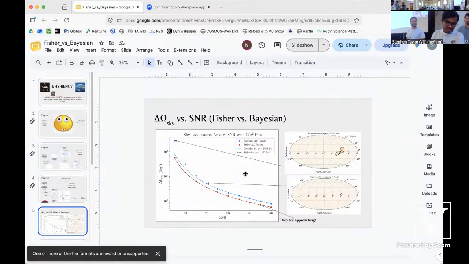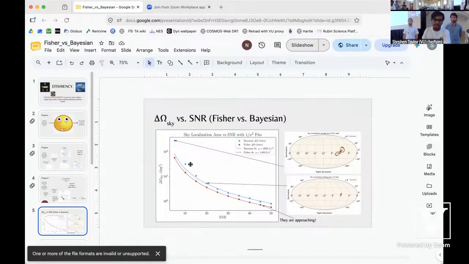Okay, so the main purpose of our project was to compare the Fisher and the Bayesian process and check in different SNRs how the sky localization area behaves with both processes. As we can see here, the blue dots are for the Bayesian plots and the red ones are Fisher ones. The Fisher one always behaves like 1 over SNR squared because it gives a very lower bound even at low SNR, but the Bayesian, as we can see, we fitted it with 1 over SNR squared, but it doesn't go with that.